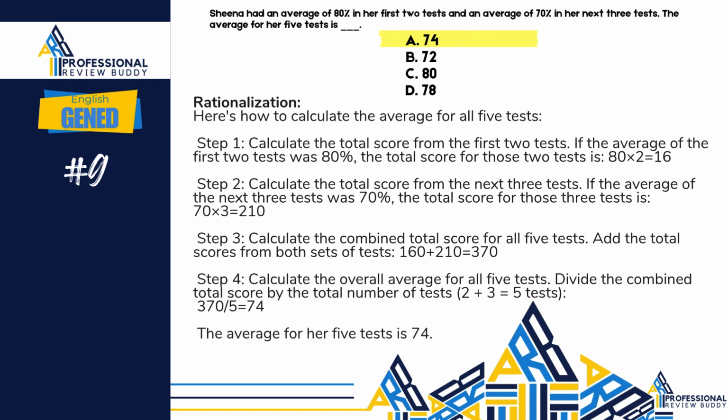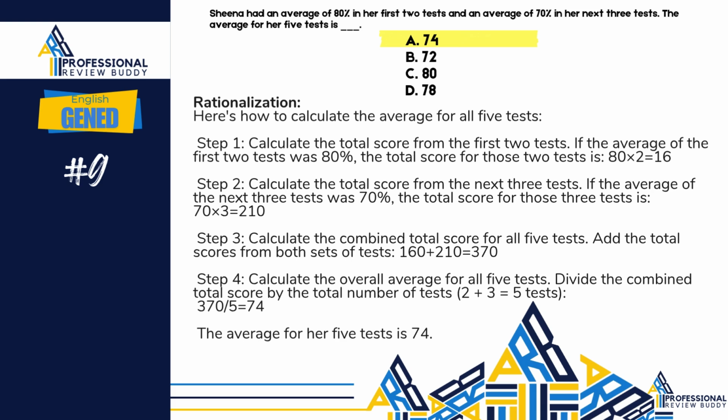Rationalization. Here's how to calculate the average for all 5 tests. Step 1. Calculate the total score from the first 2 tests. If the average of the first 2 tests was 80%, the total score for those 2 tests is 80 times 2 equals 16. Step 2. Calculate the total score from the next 3 tests. If the average of the next 3 tests was 70%, the total score for those 3 tests is 70 times 3 equals 210.